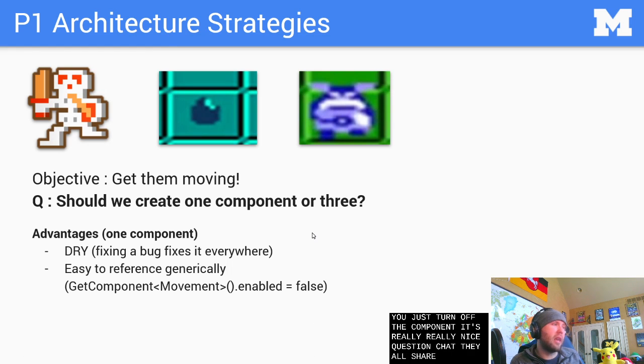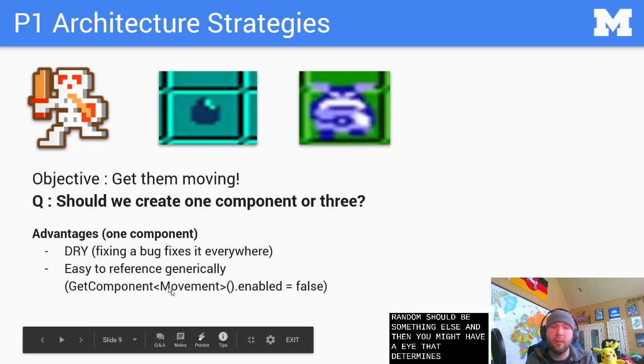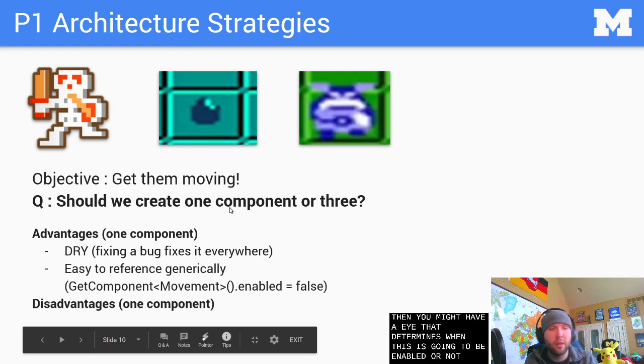They all share the same movement logic, but have different AI logic for determining how to move. So one thing you could do if you wanted to make this one component is you could add some properties to this component, some public bool blah or public int blah. That might determine like, hey, when should I stop? How long should my stops be? Stuff like that. Should it be random? Should it be something else? And then you might have AI that determines when this is going to be enabled or not.